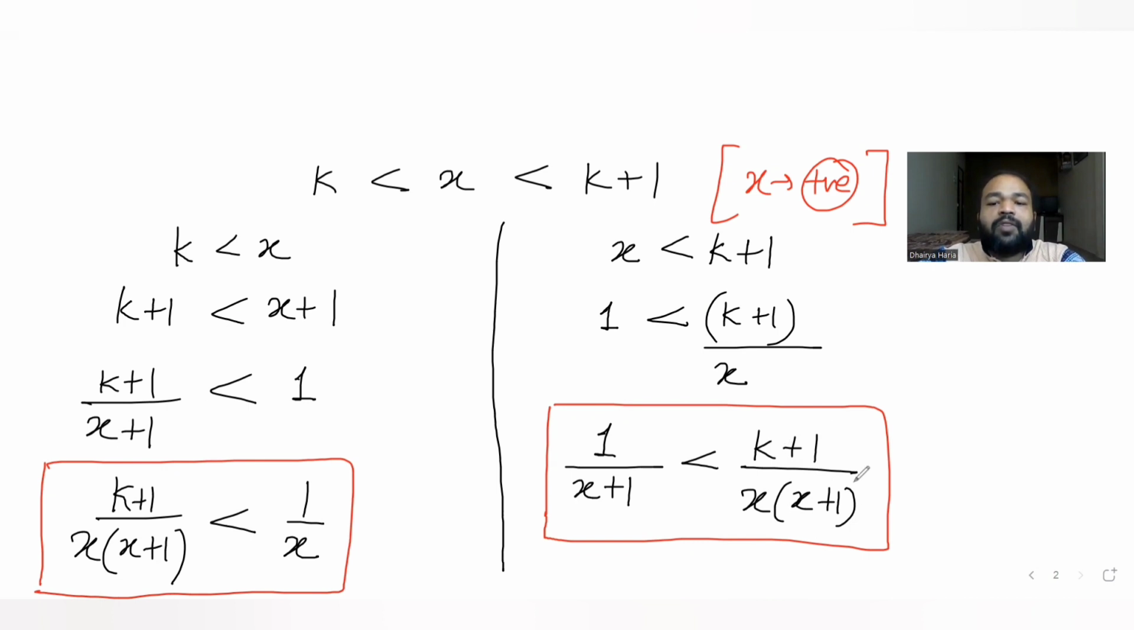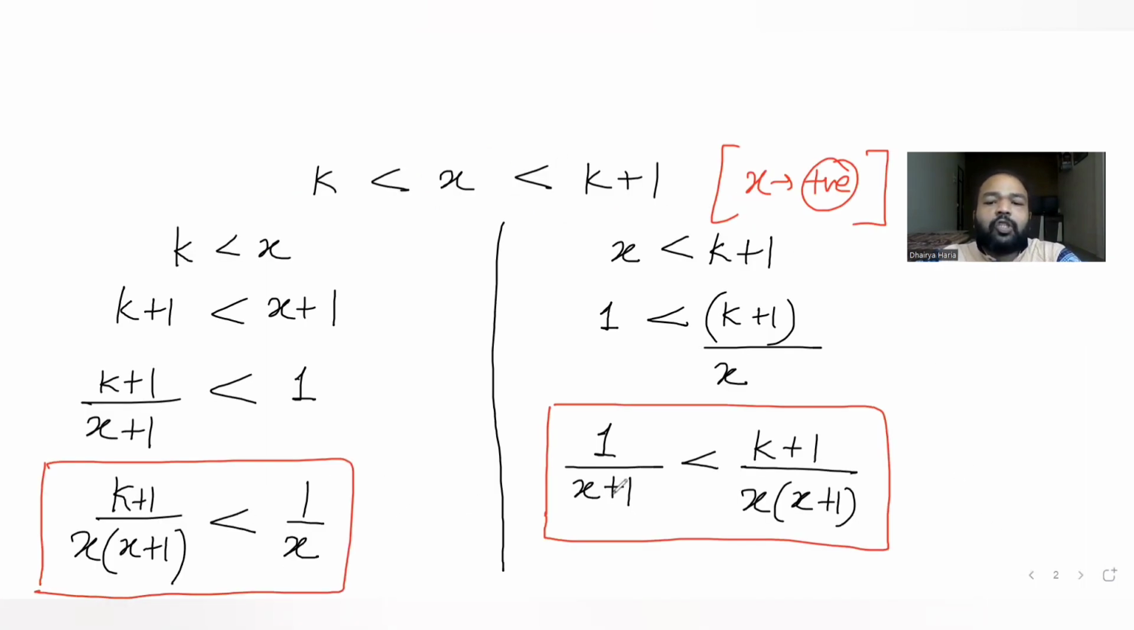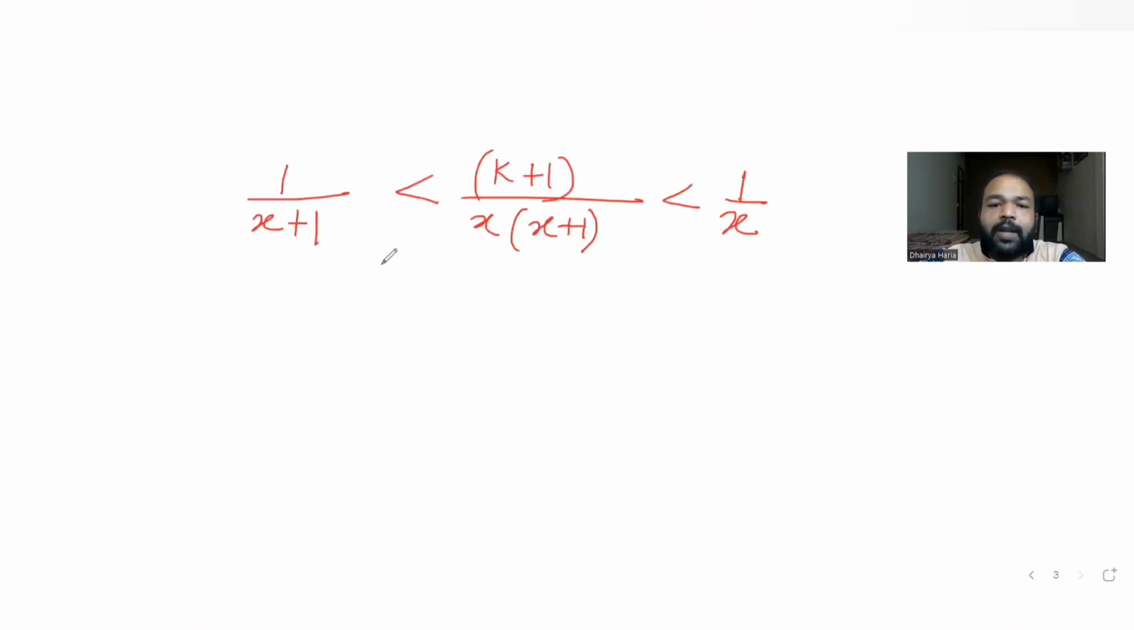So I now have the inequality. Let's combine both of these ideas. So if I combine these ideas, I get the expression becoming 1 upon x plus 1 less than 1 upon x into x plus 1, that is less than 1 upon x. So we have these two inequalities combined here.